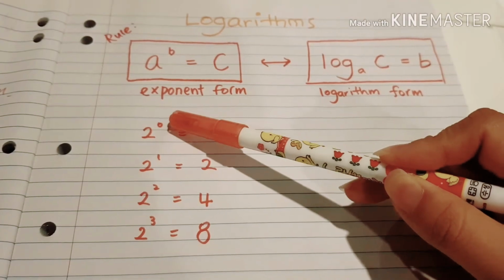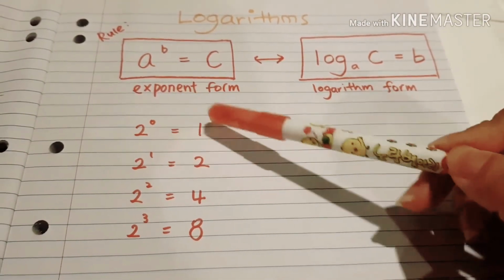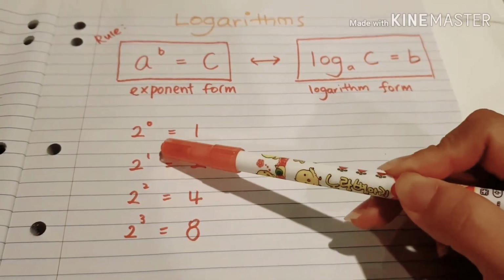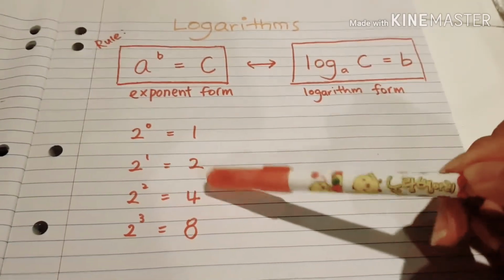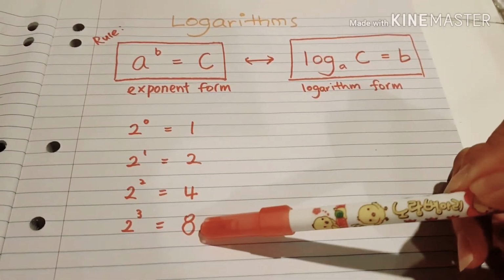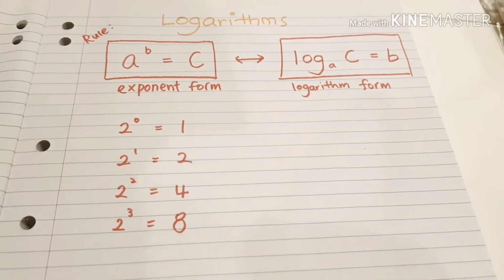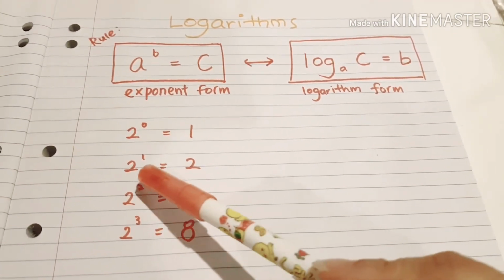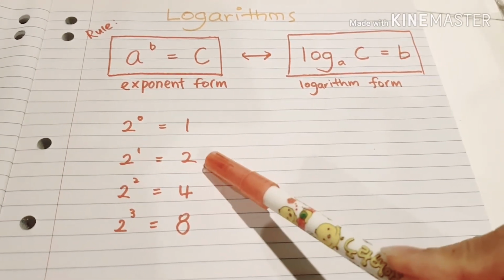A to the power of b equals c, right? Obviously, anything to the power of 0 is 1. 2 to the power of 1 is itself, which is 2. 2 to the power of 2 is 4, and obviously 8. So basically, it means it's growing by 2 one time, which is 2.